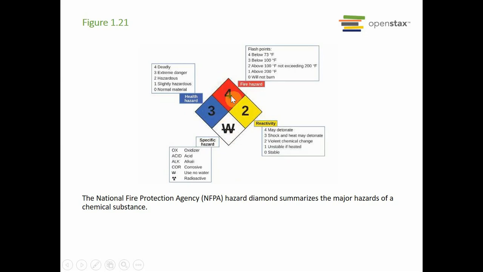Bottom line is, 4s here are bad. 3s, not good. Most chemicals that you're going to deal with have 2 or less in these categories. And some may have no specific hazards, but some are oxidizers, acids, alkali corrosives, use no water, or radioactive. We're not going to be testing you on the NFPA label, but in industry this is widely used, and you'll see it if you see barrels of chemicals.